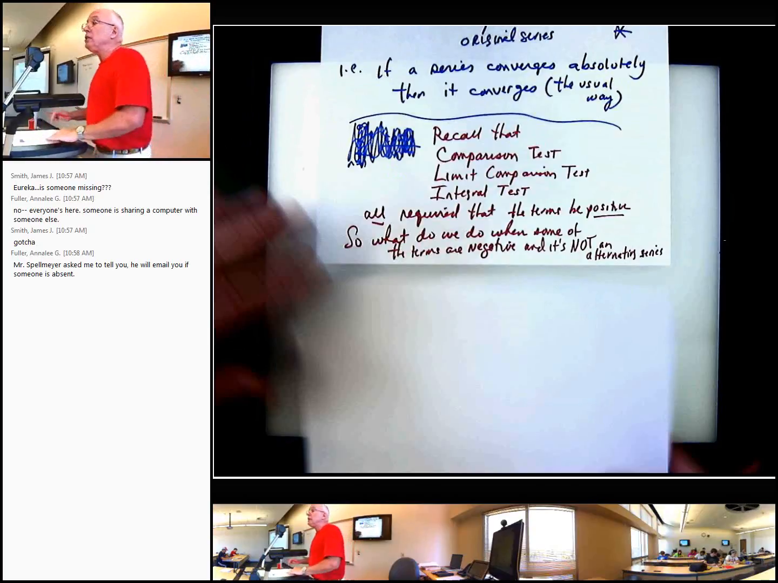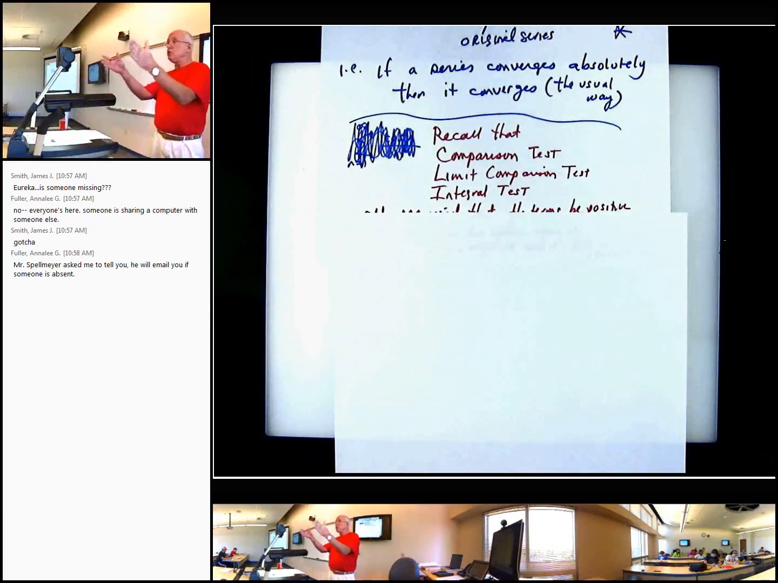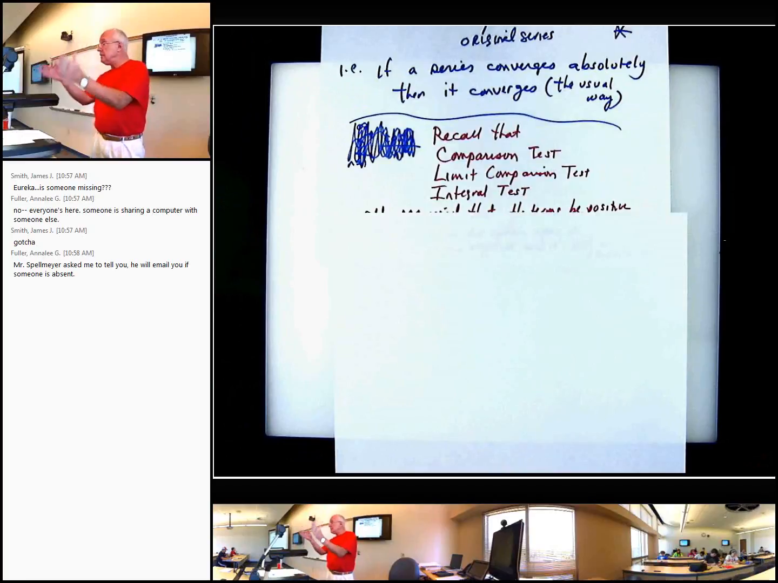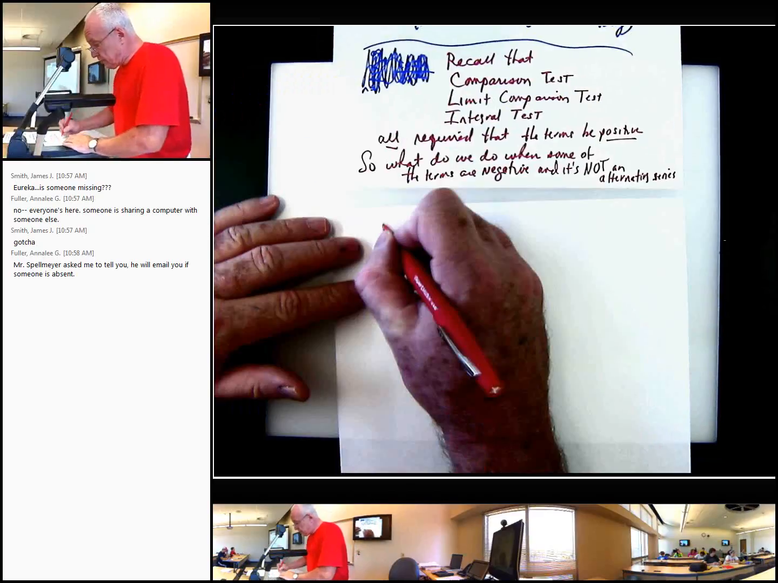To put it in a nutshell, this is what we're going to do. We're going to look at the absolute value of the term, and hope that it converges absolutely. And if it converges absolutely, we're good to go. It converges. So let's look at this.